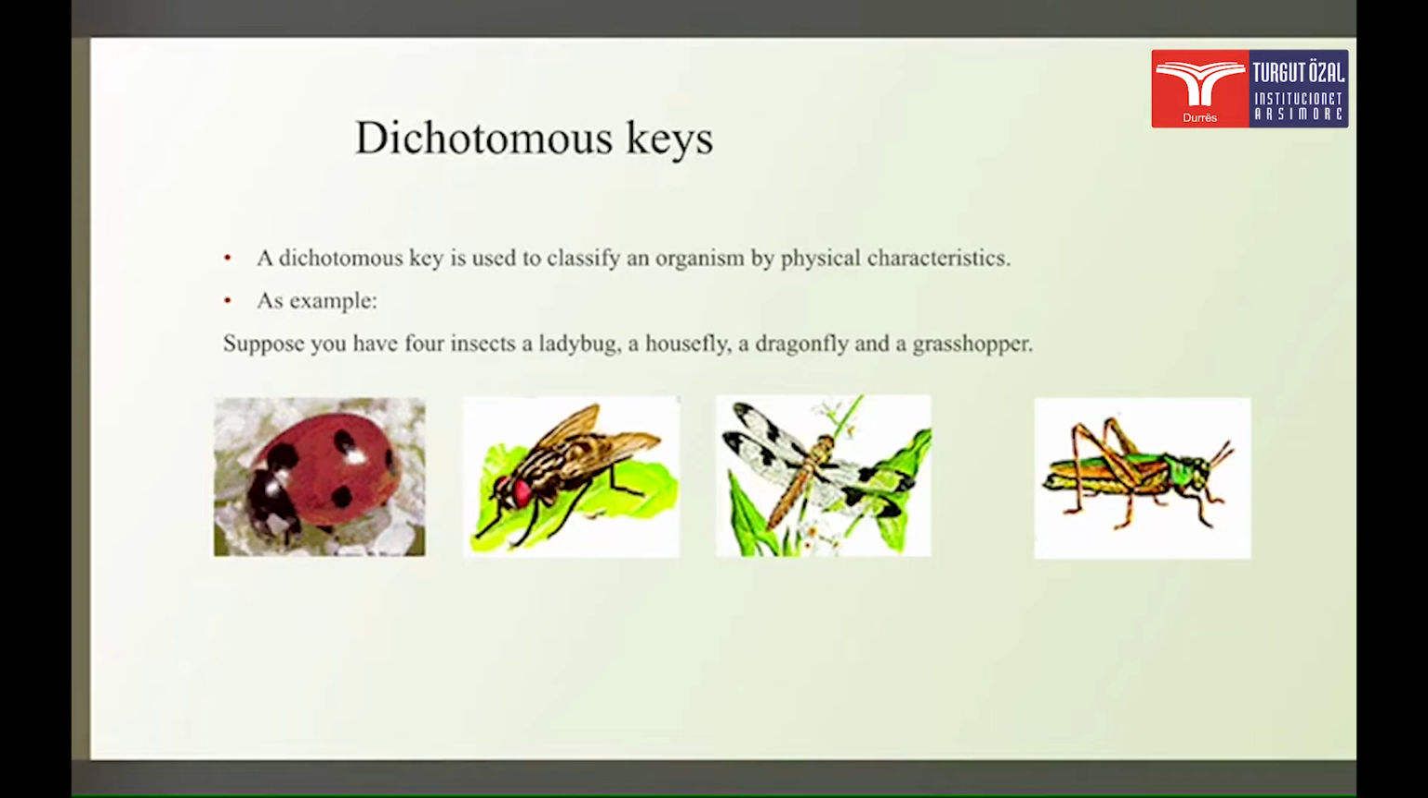Now let's learn what is a dichotomous key. You have to know that a dichotomous key is used to classify an organism by physical characteristics. As an example, let's suppose that we have 4 insects: a ladybug, a housefly, a dragonfly, and a grasshopper. You can see these insects in these pictures.